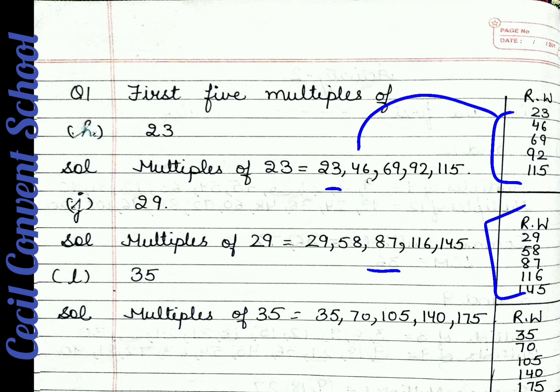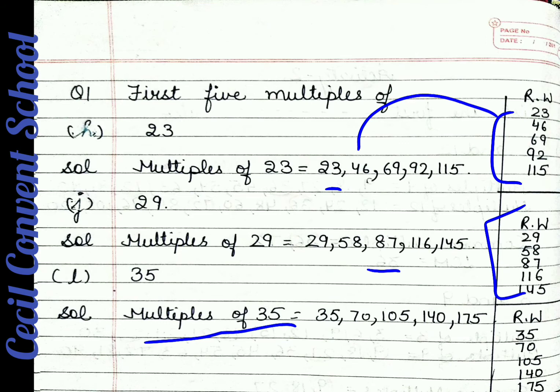Otherwise, table students know till 15. If you don't know, please learn table till 15. Everybody must know the table till 15. 29 fours are 116 and 29 fives are 145. Clear students? Now L part we do.